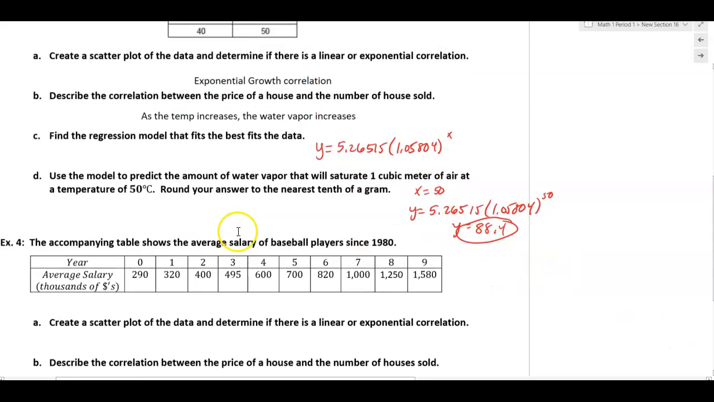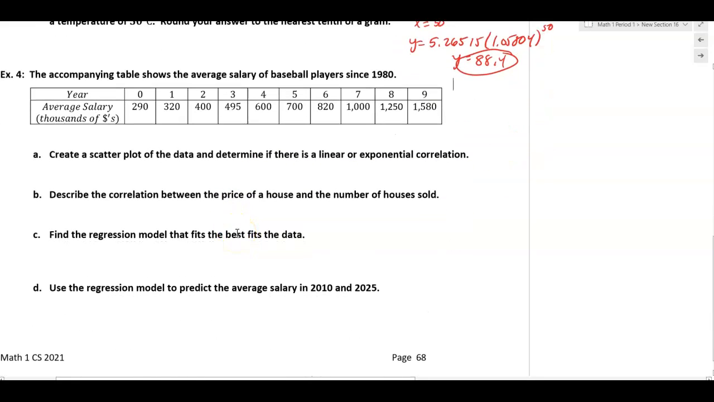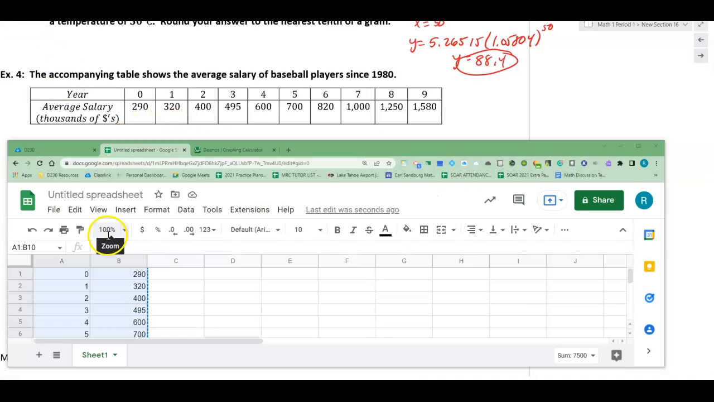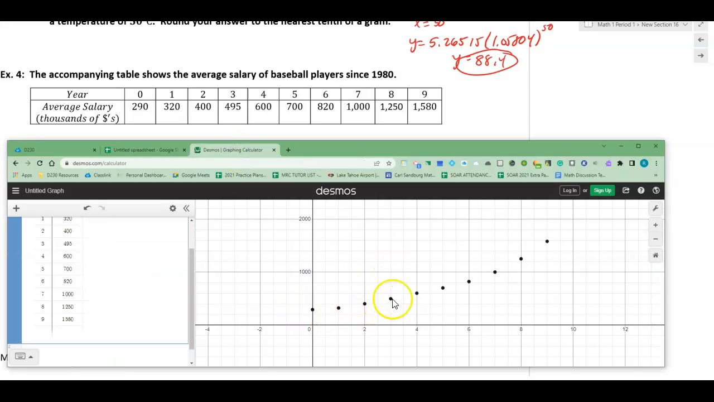Okay, so the last problem here. The accompanying table shows the average salary of baseball players since 1980. So they want us to create a scatter plot and determine if it's linear or exponential. So I'm going to go ahead and type that in. As you can see, I typed in the table here. And once I go to Desmos and plot it, this is what our model becomes. There tends to be more exponential growth than it is linear.